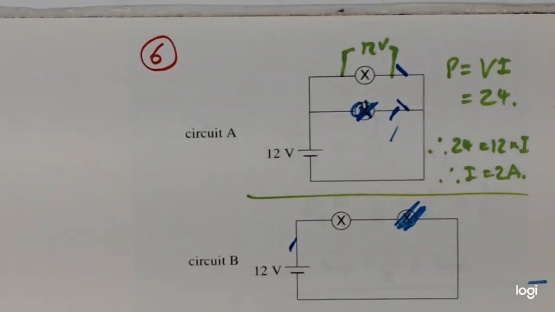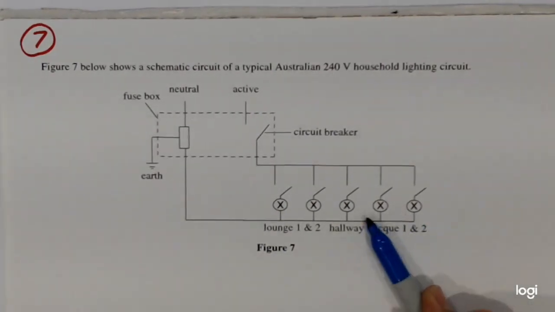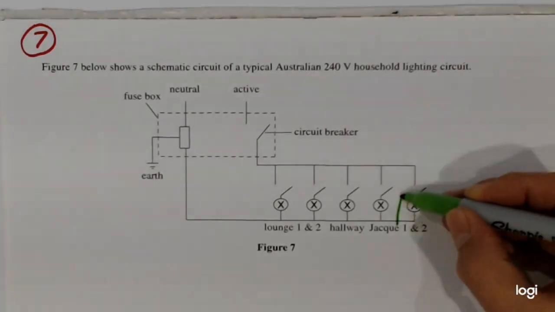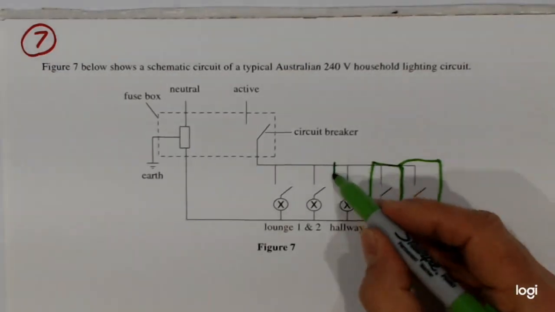Question 7. This is a design for a simple circuit in a house. So these are lights here. Now they're in parallel so that each light can go on individually. You don't want to turn one switch on and every light goes on in the house. Right? So that might be a bedroom. That might be the ensuite. That might be a hallway.